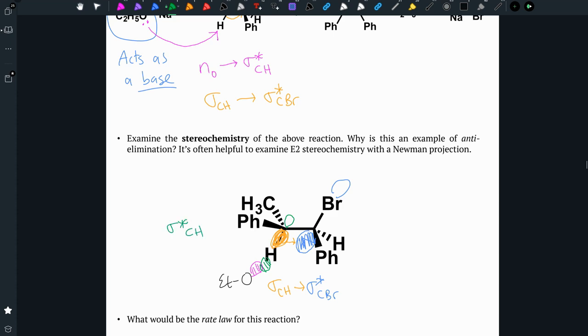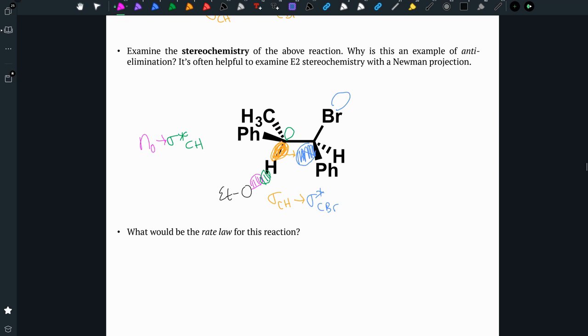So I have oxygen lone pair donating to sigma star CH, while at the same time, sigma CH is donating to sigma star CBr. Notice that in order for this to work, I need sigma CH and sigma star CBr to be lined up with each other, which really means I need the hydrogen and the bromine to be across from each other. So this CH bond and the CBr bond need to have what we call an anti-relationship. They need to be directly across from each other.